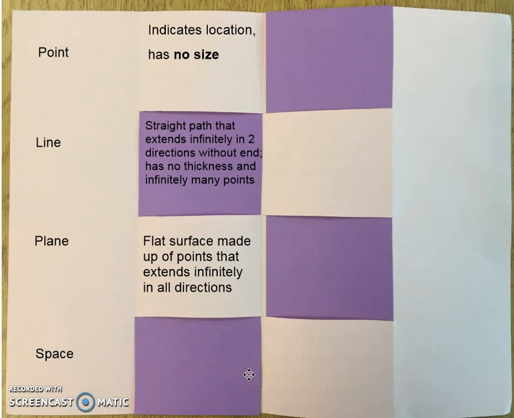And then we have space, and space is the boundless, three-dimensional set of all points. So you can think of space as outer space. It does not end. We really don't know the end of outer space. We think that space is infinite, and so space contains planes, it contains lines, it contains points. It's just the set of everything in geometry.